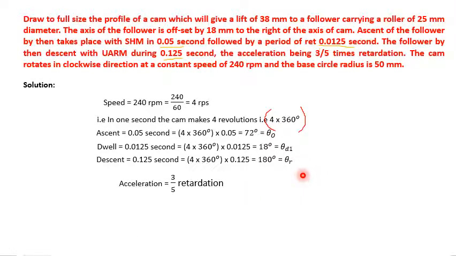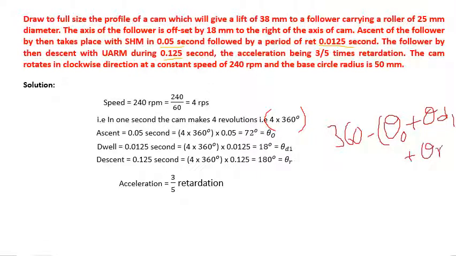Next one, the second dwell: no need to find it. If you want, you can use the same procedure, that is 360 degrees minus the sum of all the values. That is 72 degrees, theta O, plus theta D1, plus theta R, and you will get theta D2. If you want, you can find theta D2 also, but for this problem, theta D2 is not required. If you want, you can find it using this formula.